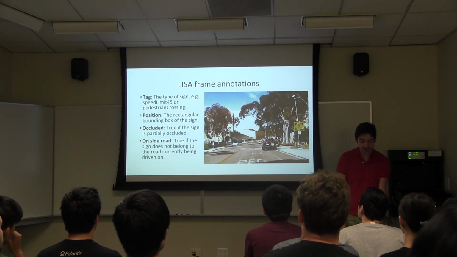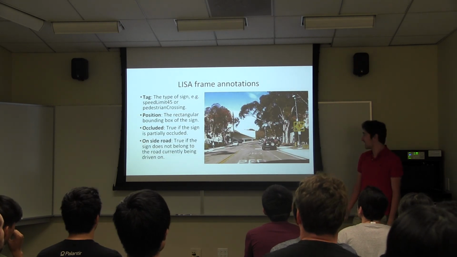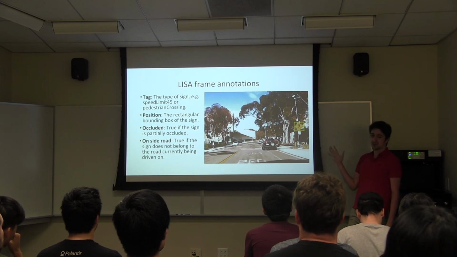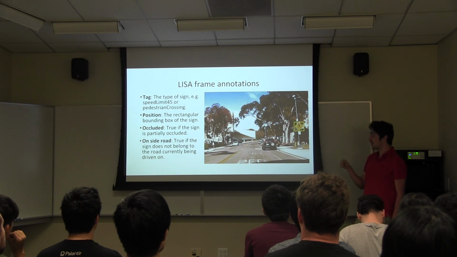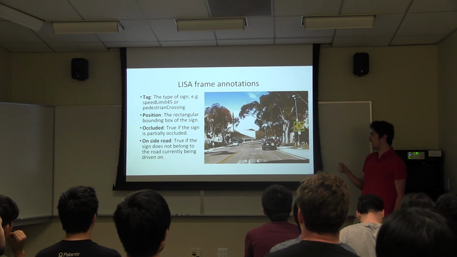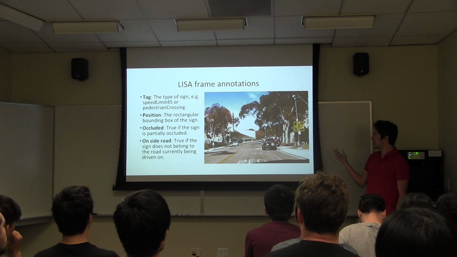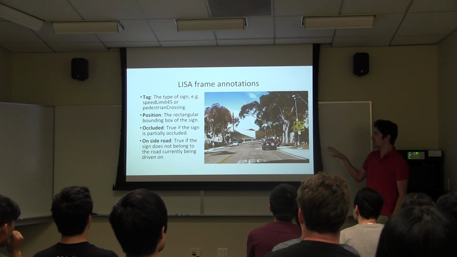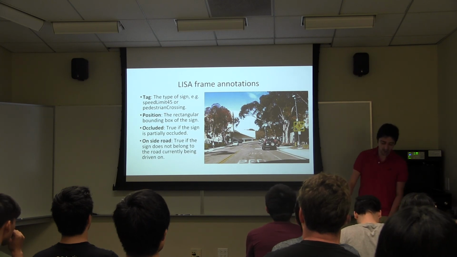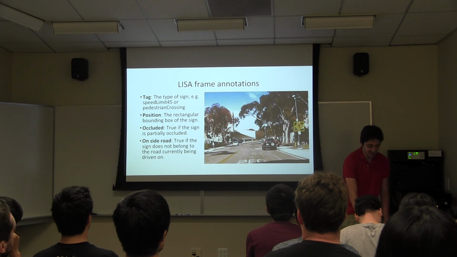So the frame annotation consists of a tag, which is the sign type. In this case, a pedestrian crossing, it can also be a speed limit sign, any type of sign really. 47 signs are included in this data set in the different annotations. Positions are also indicated, so bounding boxes for all signs that we've seen, whether the sign is occluded by a pole or a tree or something, and whether it's on the main road or on the side road. I'm less interested in determining if a sign is relevant to the car in question, and more in just being able to detect signs in general and recognizing what they are.